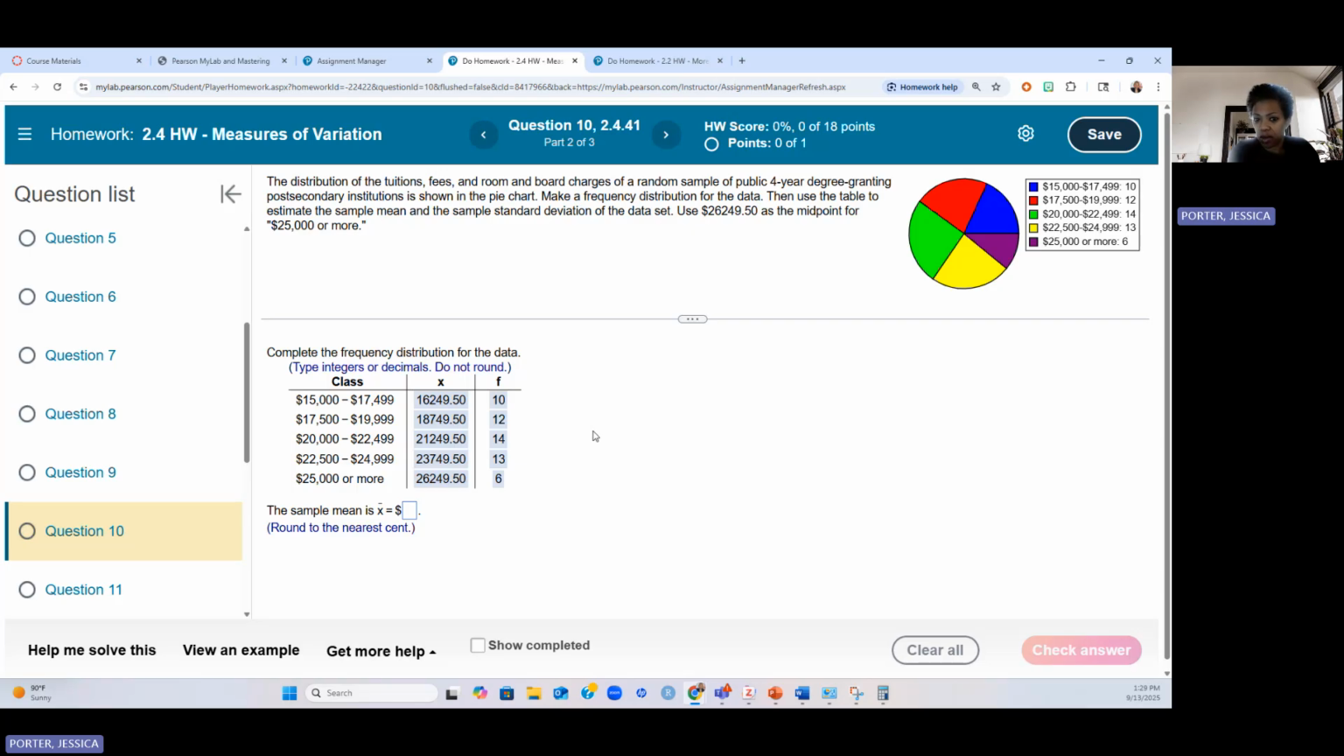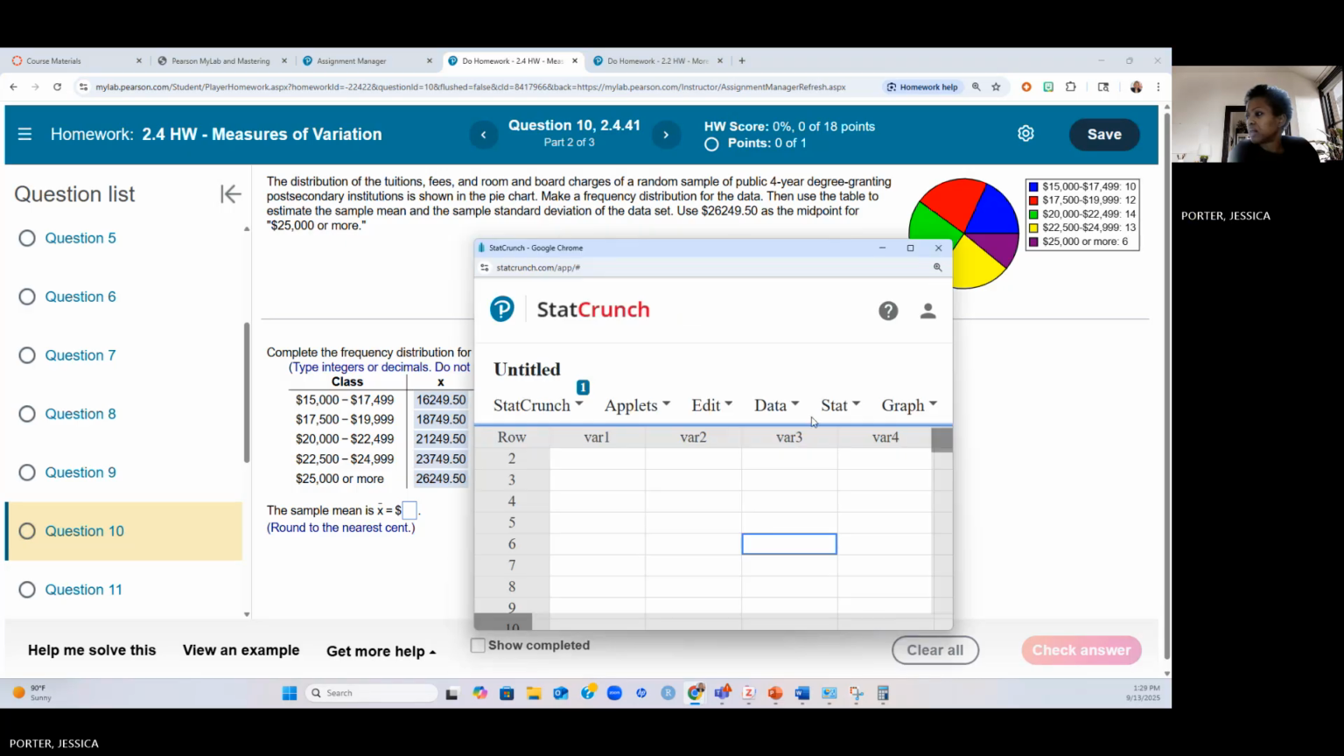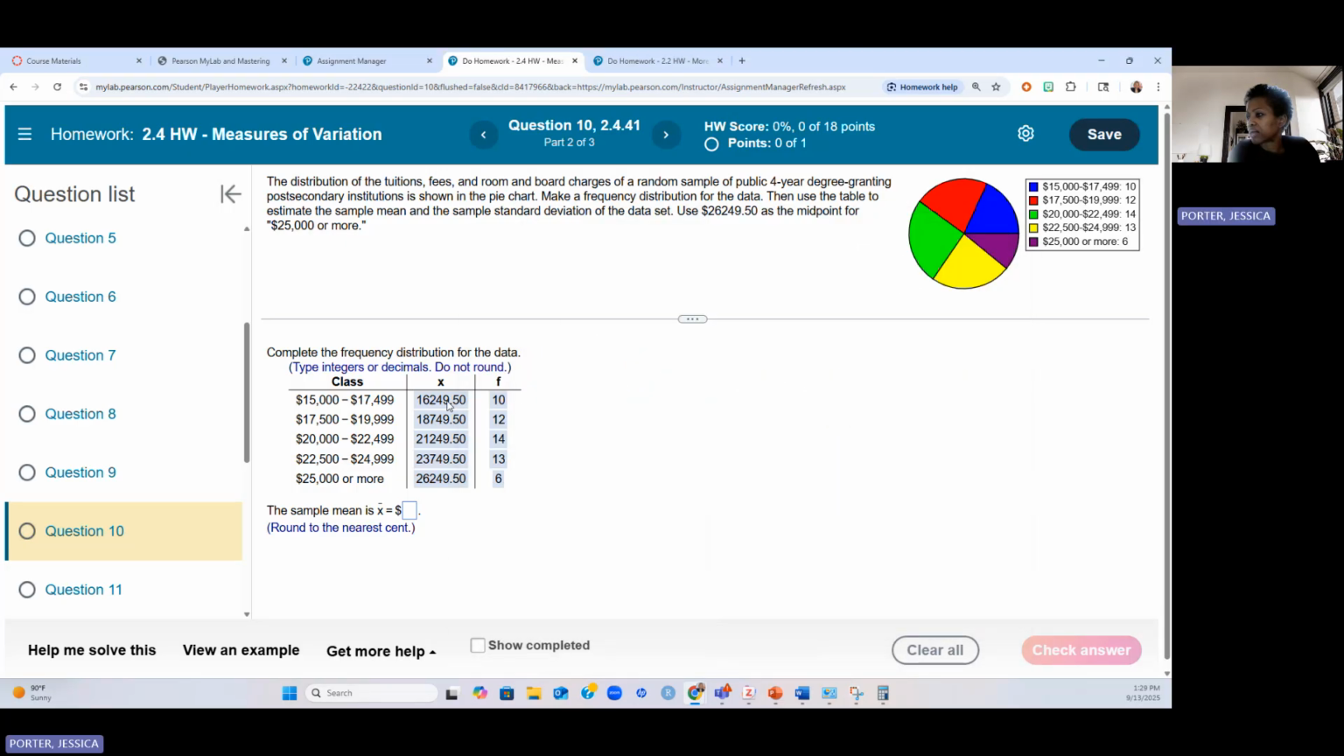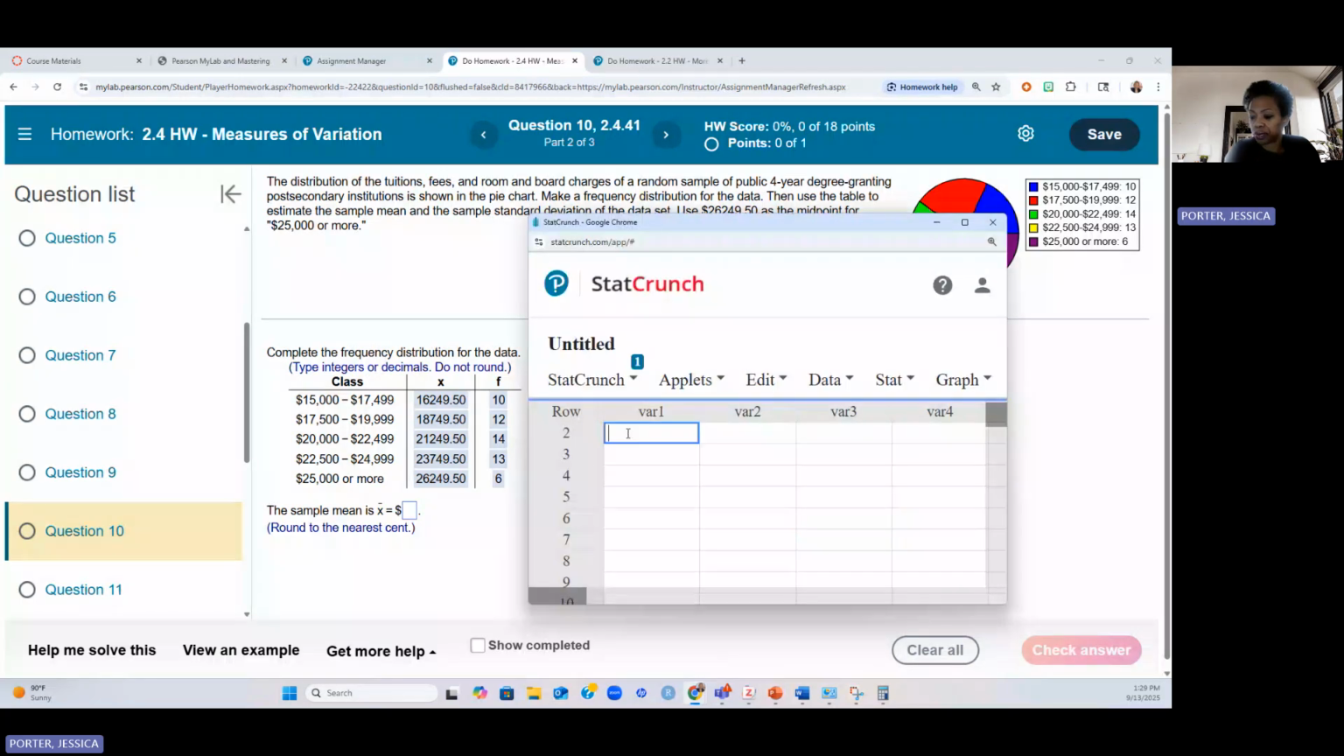Here's where StatCrunch comes into play, because you're not just going to get the sample mean, you're also going to get the sample standard deviation. If you remember the sample standard deviation, we had to find the deviations, square them, sum them, divide them by n or n minus 1. So what we're going to do, let me grab my StatCrunch screen, is we're going to enter this information into StatCrunch.